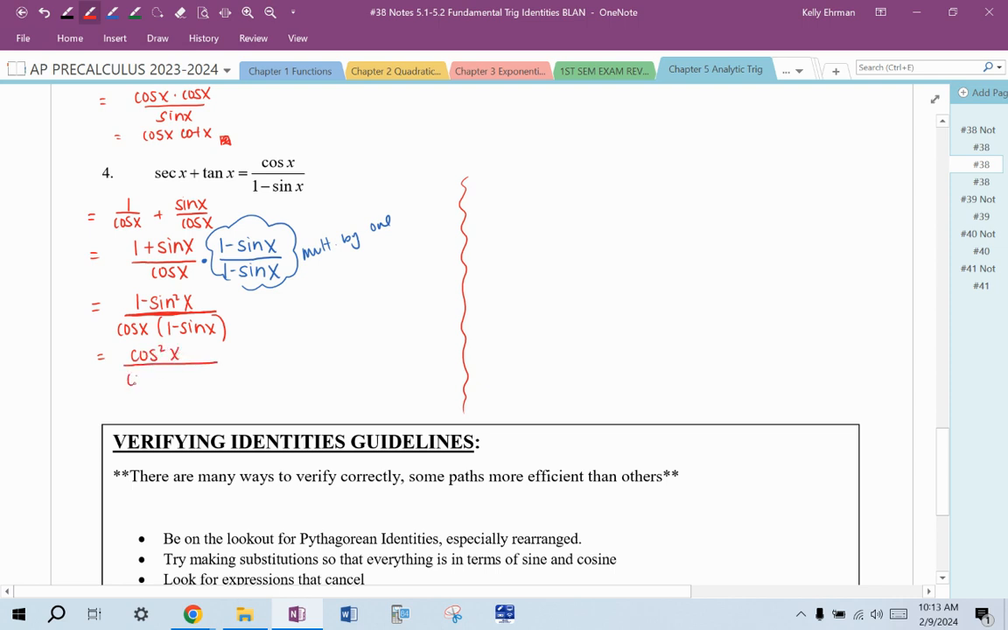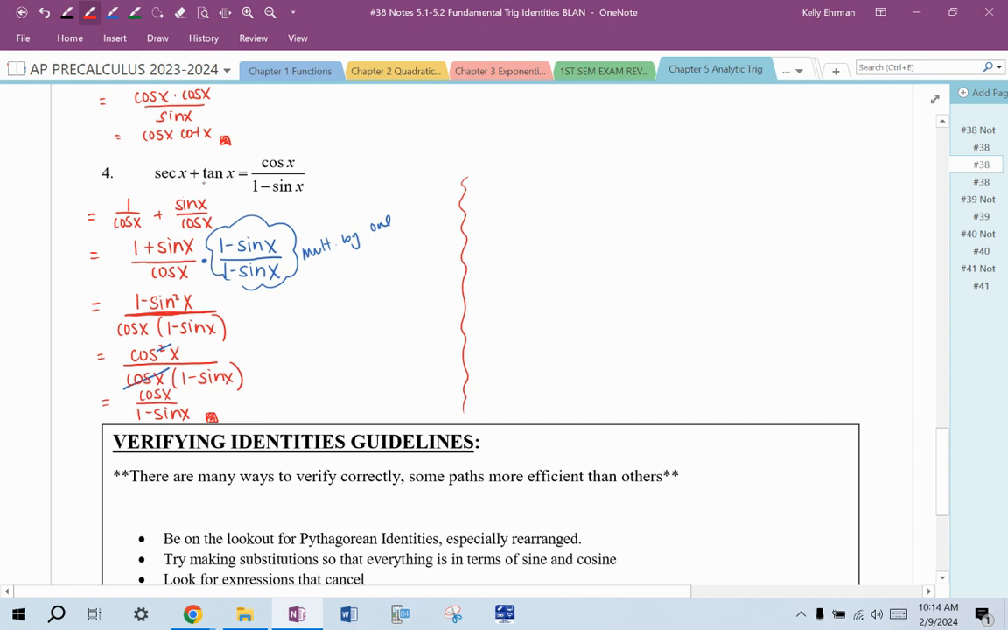And then the reason I did not multiply this cosine x through the parentheses is because I want to show myself that this cosine can cancel with one of the cosines in this cosine squared. And that leaves you with cosine x on top and just 1 minus sine x on the bottom. And remember, that's what we were trying to get to.